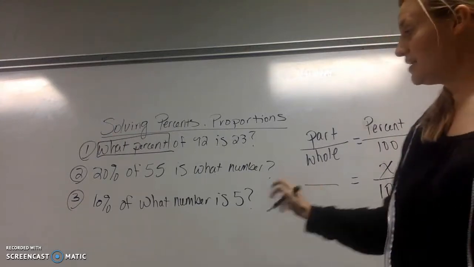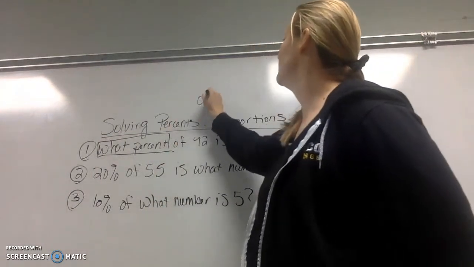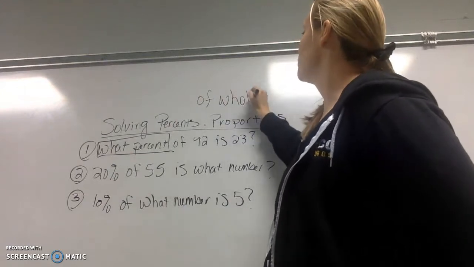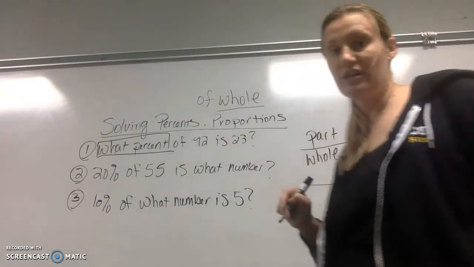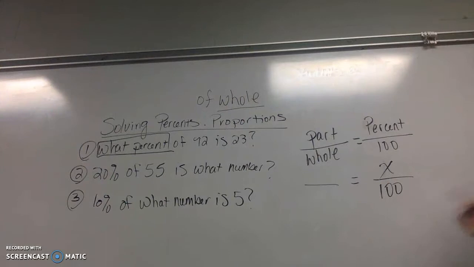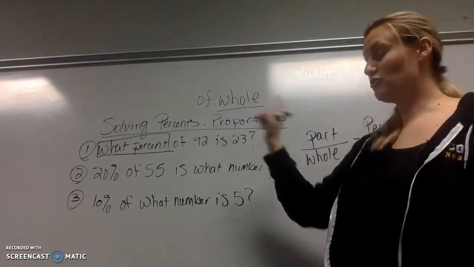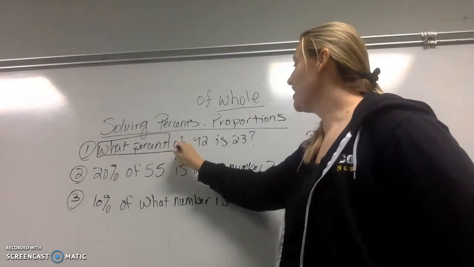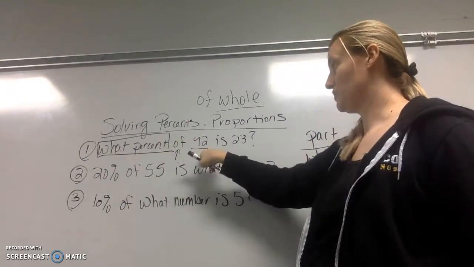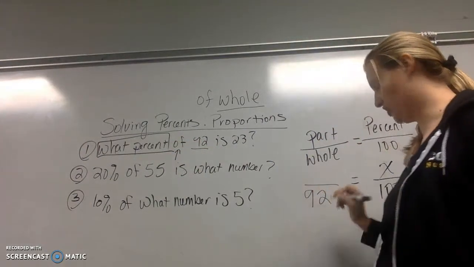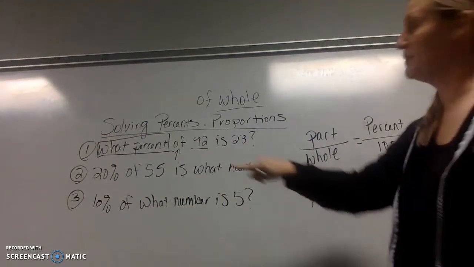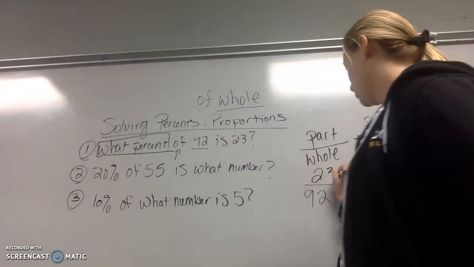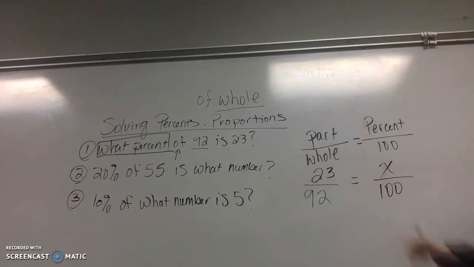So one key is, usually in most of these statements, the whole comes after the word of. So wherever you see the word of, generally whatever comes right after it is the whole. So what percent of 92? So 92 is our whole. That's our total amount. That means 23 is the part. So here's our proportion: 23 over 92 equals x over 100.